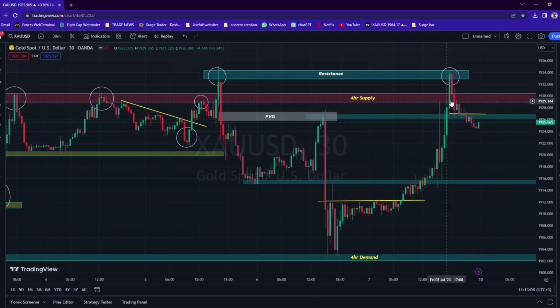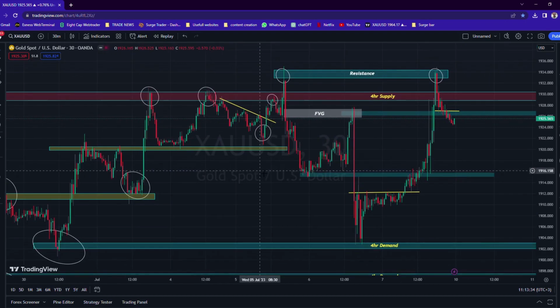Now there was a new resistance that was created on Wednesday, so the price moved back to that resistance and rejected exactly at the same price point, 1935 or 34.9. So that rejection again was in the zone, the 4-hour supply. It came back right down into our move for the whole week, which was between 1902 and 1930. It came back in after the rejection.